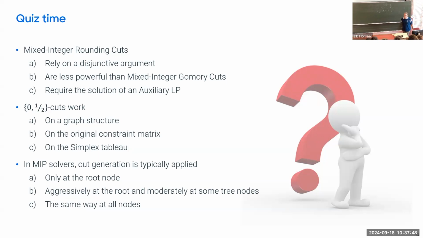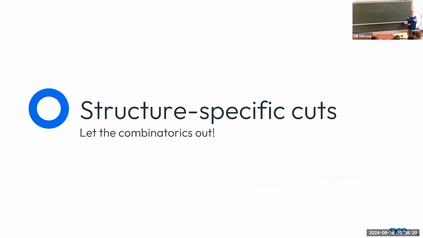Okay, shall we try to do this? What's the answer to the first question? Mixed integer rounding cuts rely on a disjunctive argument. Exactly. Question number 2. Zero-half cuts are quadrigonometric cuts. Those work on an original constraint matrix. And finally, in MIP solvers, cut generation is typically applied aggressively at the root and moderately at some tree nodes. Cool, I'm proud of you.